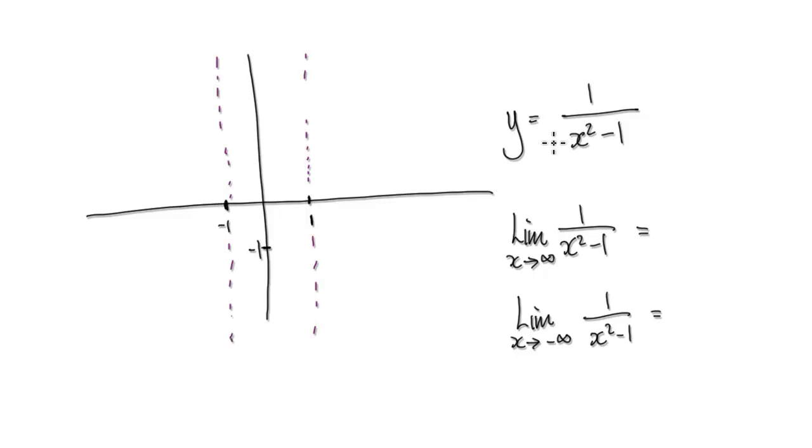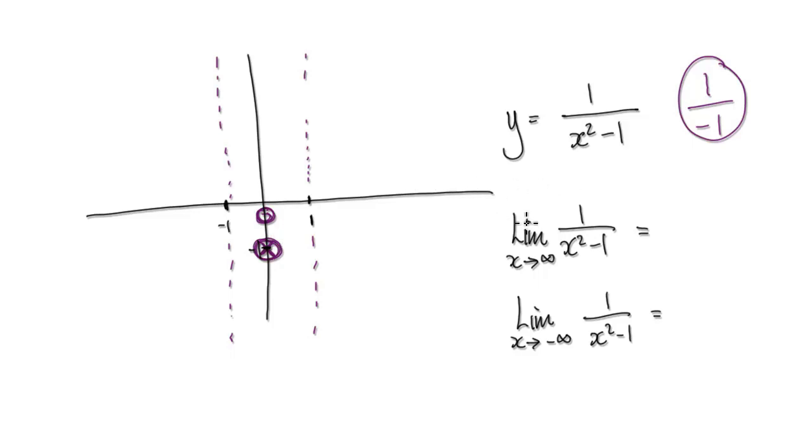The other easy thing to do is to put 0 into the function and see where it jumps to. So put 0 into here. 0 squared would be 0, so that gives you this thing here, which is negative 1. So when x is 0, it will jump to negative 1. So we know it's going to jump to this point.